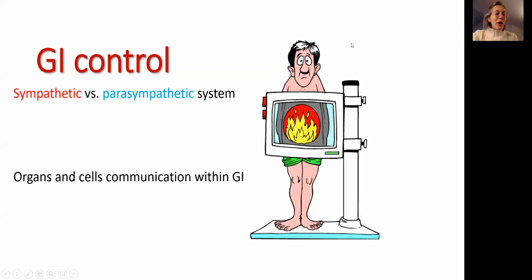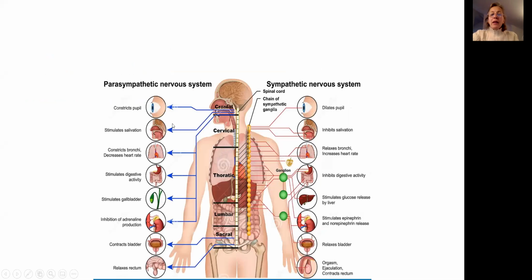Let's talk about how the function of our digestive tract is controlled by means of the sympathetic and parasympathetic systems. Also, I want you to understand that within the digestive tract, we have numerous feedback mechanisms that help to control production of different digestive juices. The effect of the sympathetic system on the digestive tract is inhibition of saliva production and inhibition of digestive activities.